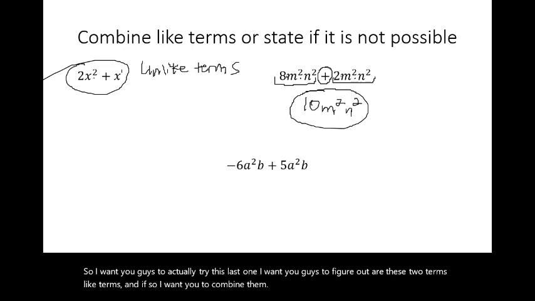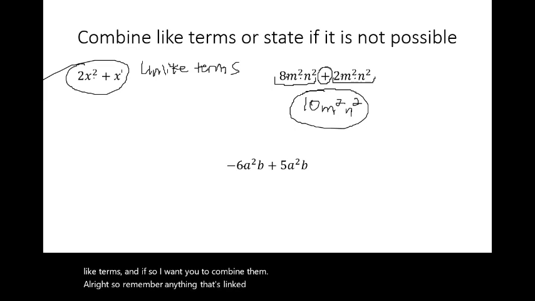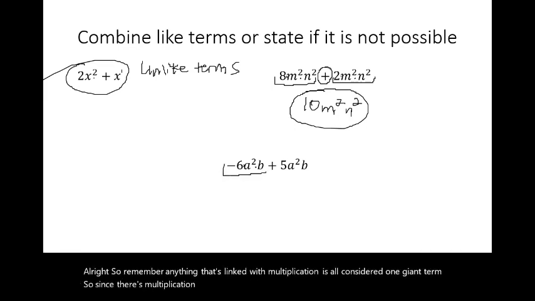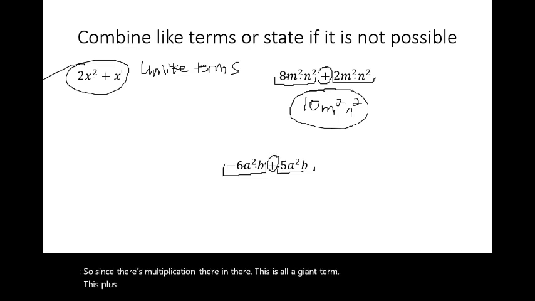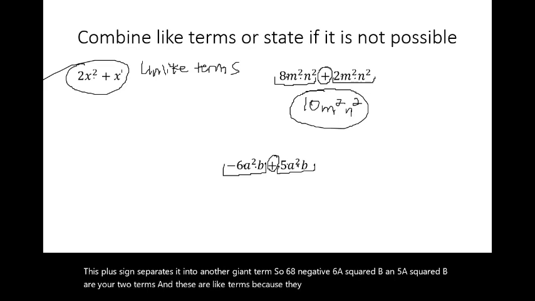All right, so remember, anything that's linked with multiplication is all considered one giant term. So since there's multiplication there and there, this is all a giant term. This plus sign separates it into another giant term. So negative 6a squared b and 5a squared b are your two terms. And these are like terms because they both have an a squared and a b on them.